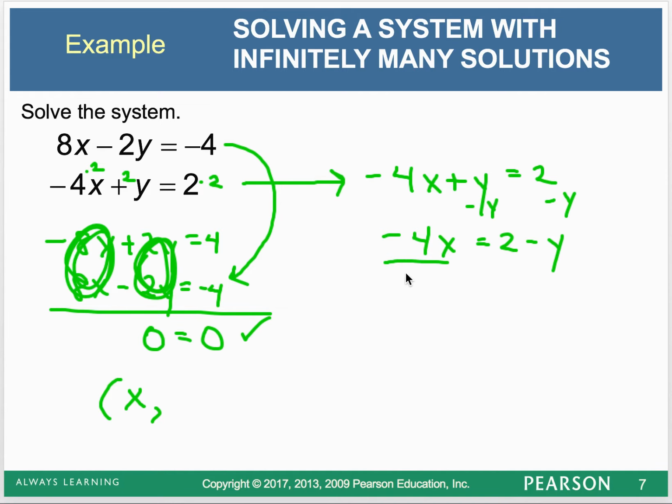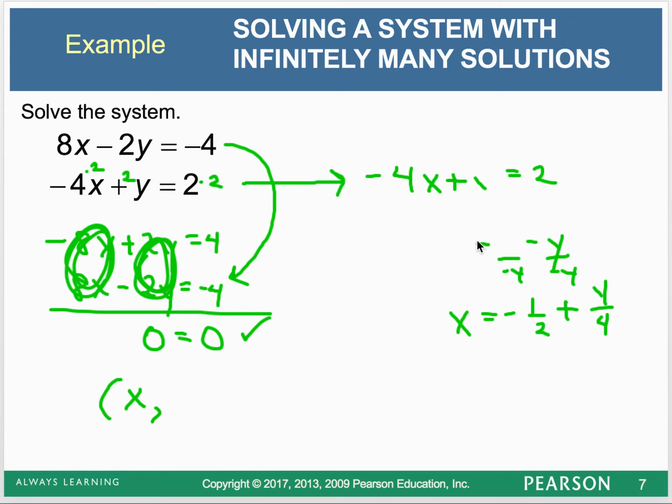Let's divide everything by negative 4. You can do the whole thing or you can do them individually. Doesn't really matter. So x equals negative 1/2 plus y over 4. I was right to start with because I want an x in each one. I don't want to solve that for x, I want to solve it for y, because I'm looking for y.